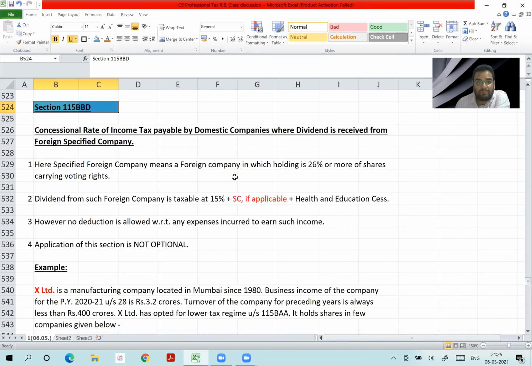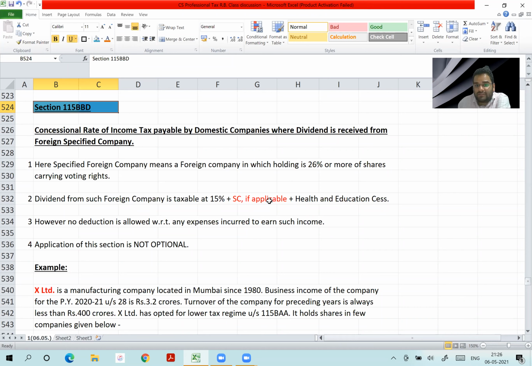Now 115BBD. Listen, what is happening? I am a domestic company. I receive dividend from a specified foreign company. Specified foreign company means a company in which the domestic company has 26% or more of shares. Foreign company in which this domestic company has shares of 26% or more. That is called a specified foreign company.